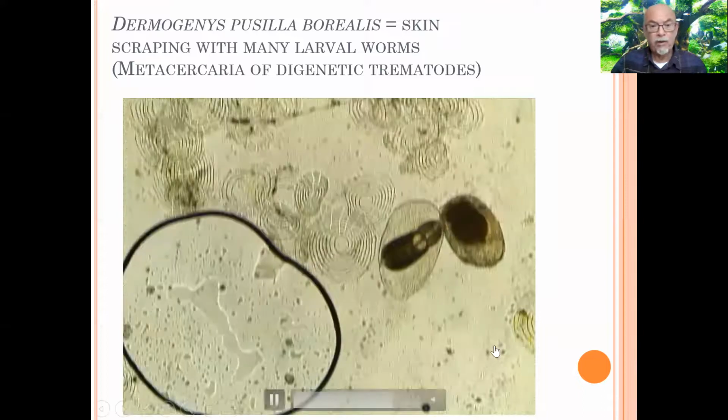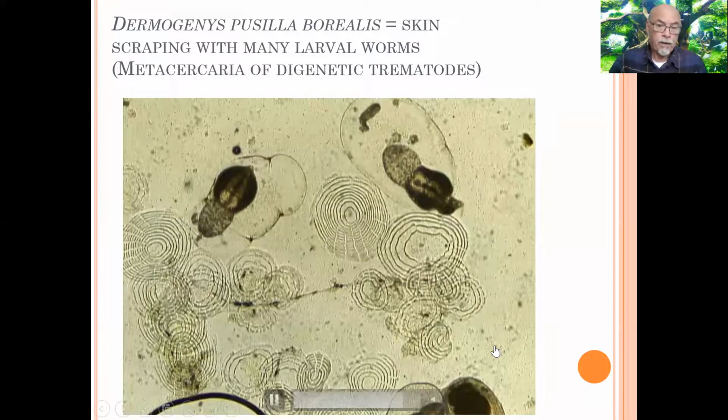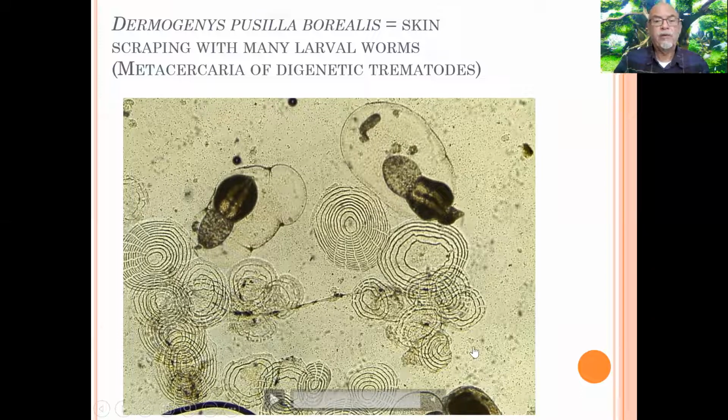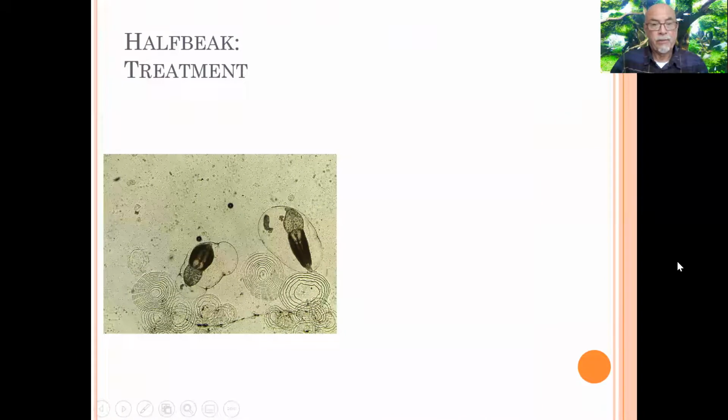And this worm eventually will be eaten by a bird or by another big predator fish. And then the worm, eaten together with the fish, will develop into an adult worm. That's the Metacercaria, that's the larval stage. So, but what can you do here for this fish?